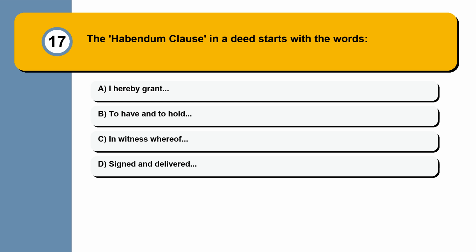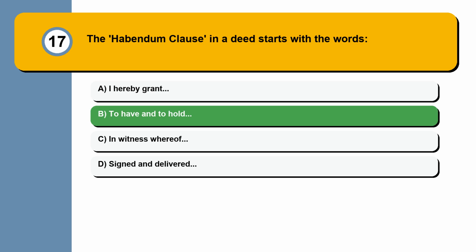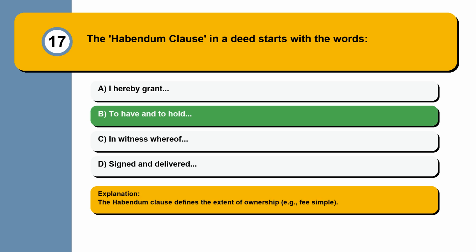Question 17. The habendum clause in a deed starts with the words, I hereby grant, to have and to hold, in witness whereof, signed and delivered. The habendum clause defines the extent of ownership, for example, fee simple.